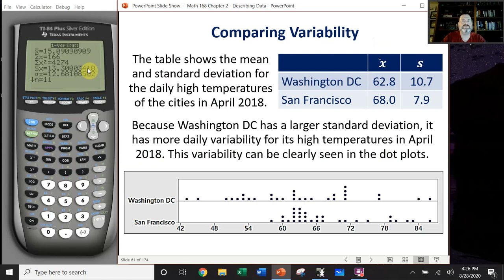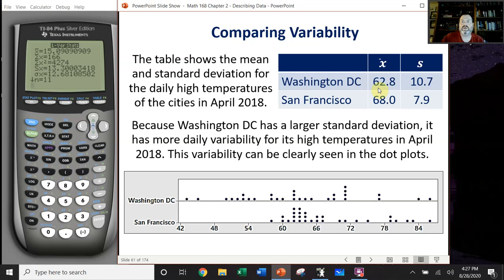So let's get work done. It's much more interesting to see what this standard deviation does. So here is the data for the mean and standard deviation for the daily high temperatures of Washington, D.C. and San Francisco in April 2018. I just picked this month at random. I just looked up the data. I wanted to pick a month where the means would be fairly close. And I expected that Washington, D.C. would have more variation because the temperature fluctuates more. More hot days, more cold days. And that's exactly what happened.